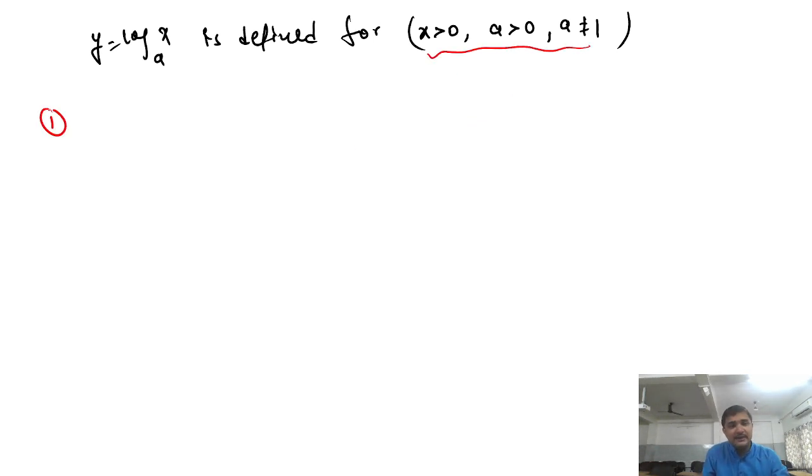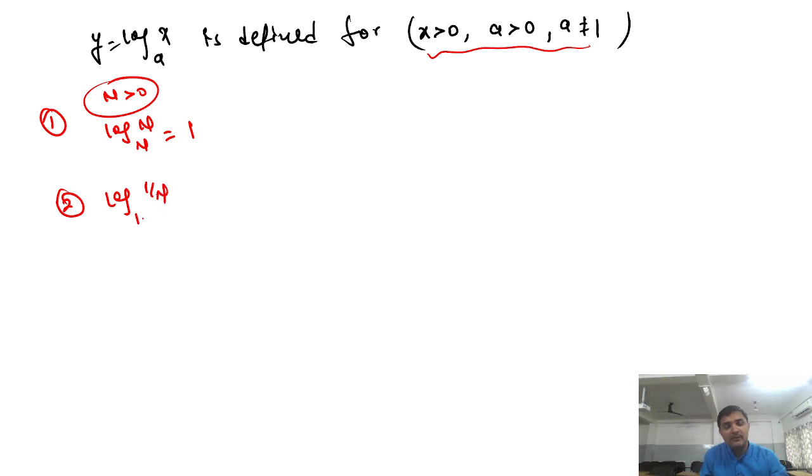So some basic things we have also written. Let's say n is greater than 0. If n is greater than 0, we know log of n base n. Which power on n should I give so that I get n? 1. Log of 1 by n base n, or else log of n base 1 by n, will be equal to what? Minus 1. Also with that we know log of 1 base a or 1 base n is always equal to 0. Anything to the power 0 is always 1. These three basic things we need to know for logarithm, right?